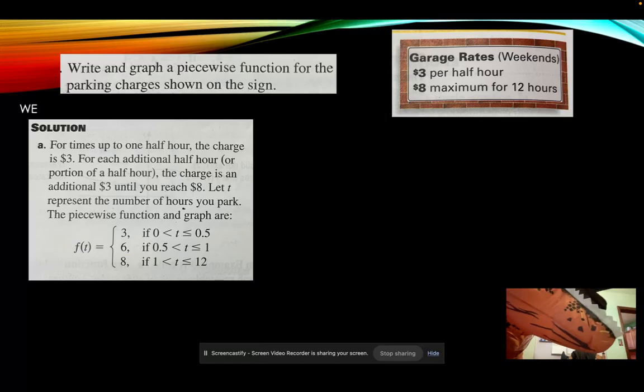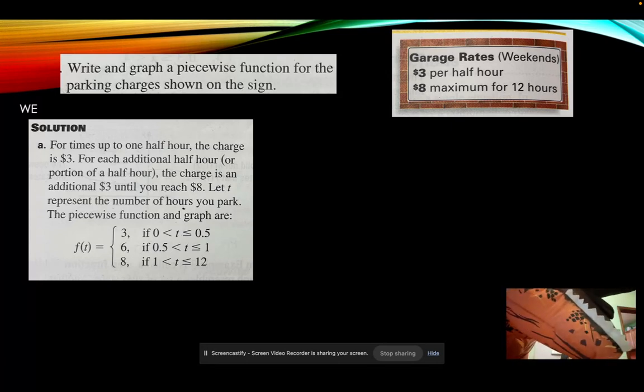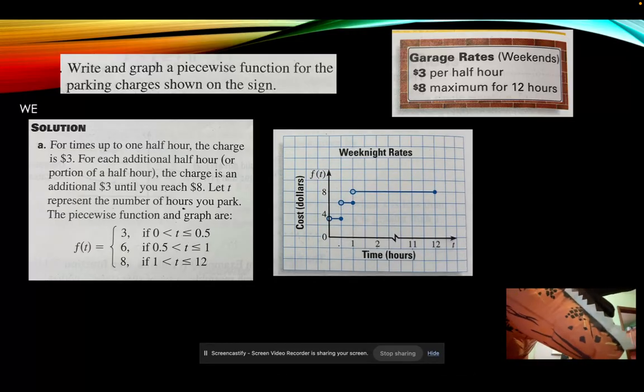That means that your function would look like this, right? It's $3 from 0 to 1/2 of an hour, where t represents time. Then from half an hour to an hour exactly, that would bump you up to $6. But then after you surpass 1 hour exactly, up to 12 hours, or apparently they tow your car or something, anything over 1 hour is just going to be a flat $8. And so there's what our function would look like. And then if we go ahead and graph it, it would look like this, okay?